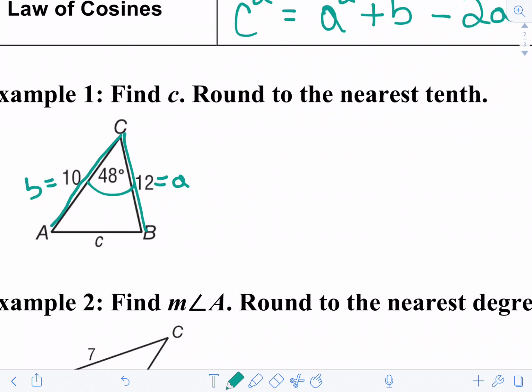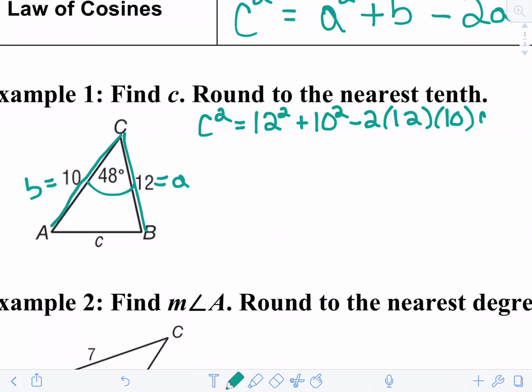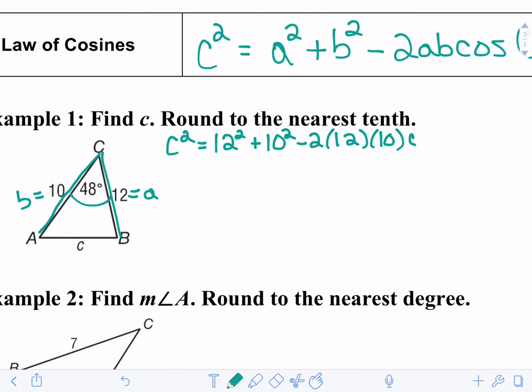So for my formula, we will have C squared is equal to A squared is 12, so 12 squared, plus B squared, which is 10, so 10 squared, minus 2 times A times B, so 2 times 12 times 10, times cosine of angle C, which is 48 degrees. So I like to write down just a couple of numbers to help me out.